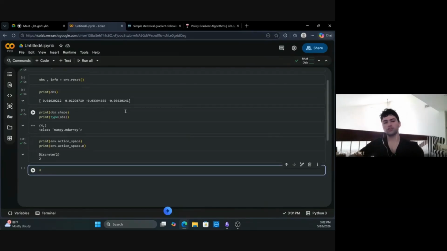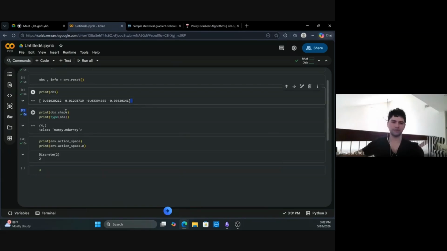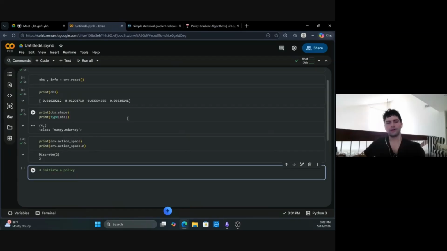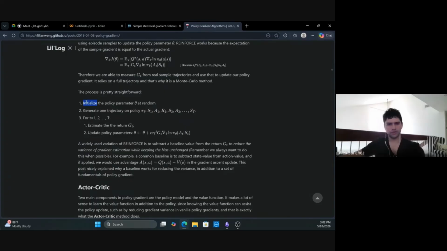We have to initialize a function that outputs an action probability given the state. So that is our policy model, right? We have to initialize a policy, because without the action, there's no way to grade that action. And that's a function; we'll talk about that more soon. And then let's look at the algorithm. Initialize the policy parameter theta at random. That's our policy. We have a neural network with random weights assigned.